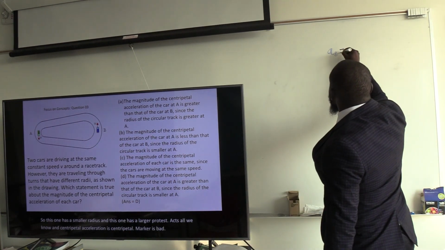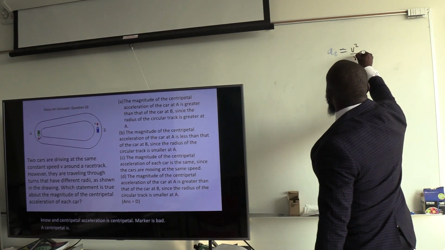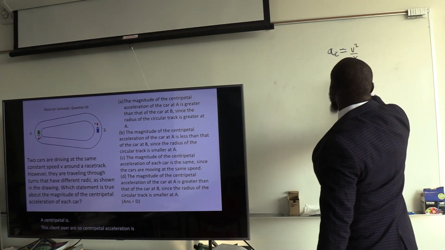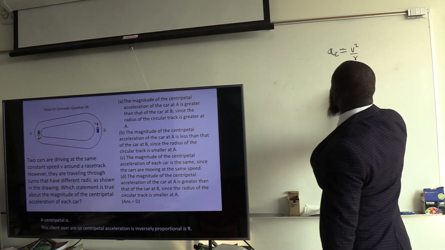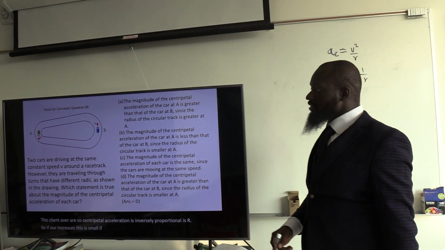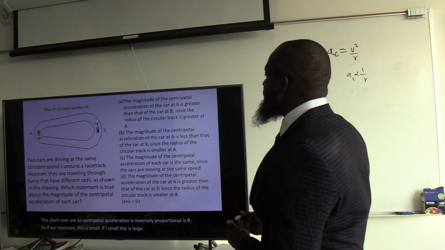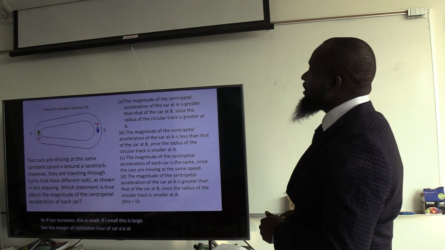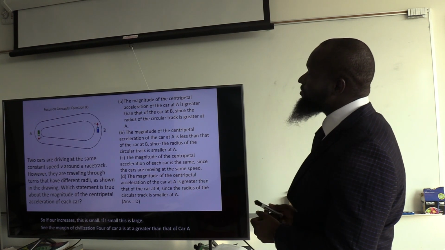Centripetal acceleration is v squared over r. So centripetal acceleration is inversely proportional to r. So if r increases, this is small. If r is small, this is large. Say the magnitude of the centripetal acceleration of car A is greater than that of car B.